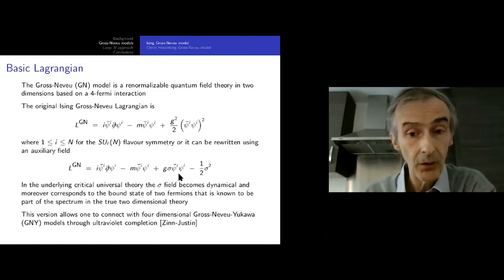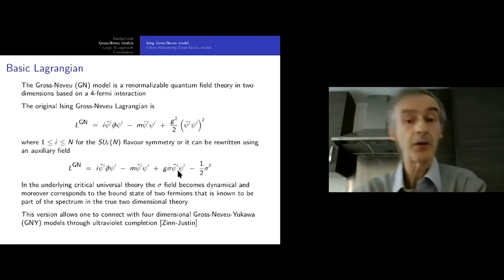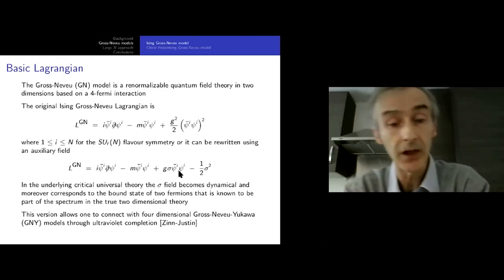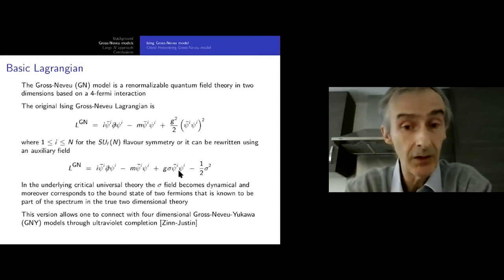Now, one interest for models like this is that they got popular again in the early 90s because they could be models of composite Higgs fields, where the sigma would be the Higgs field, and then psi bar psi would be the composite fields that make up the composite Higgs field. Except this is two dimensions. You'd have to have a four-dimensional theory. Well, you can construct a four-dimensional theory with that property. It's called the Gross-Neveu-Yukawa model, and it's termed ultraviolet completion.